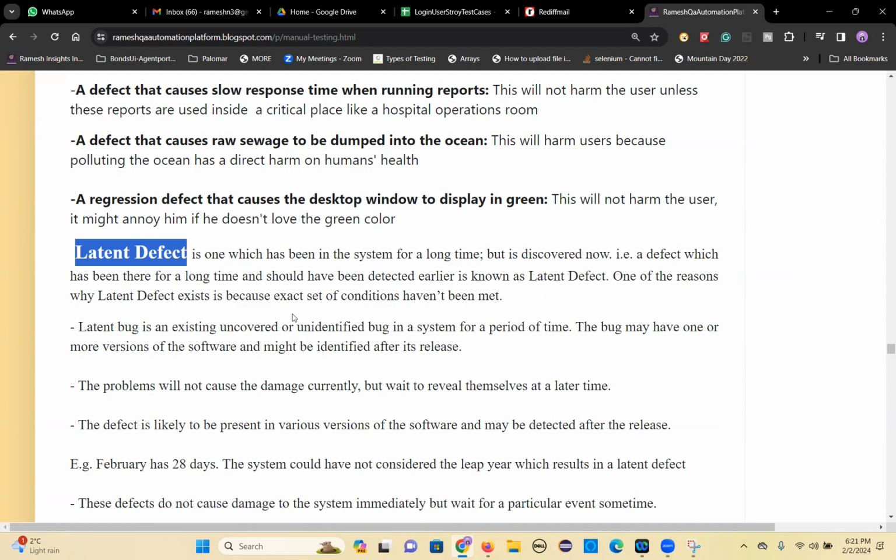But it is detected at some point of time. So latent defect is a defect which has been there in the system for a long time, but discovered now. That is called latent defect. As I mentioned, one of the reasons for the latent defect is the exact test conditions not met in the testing environment.